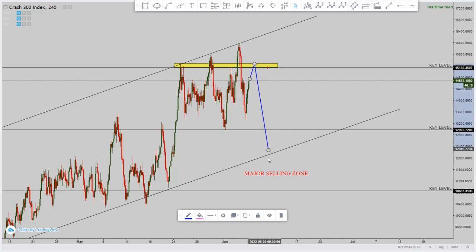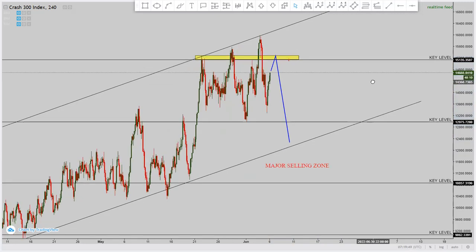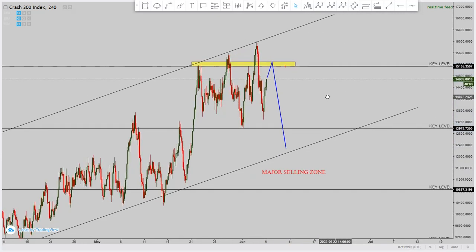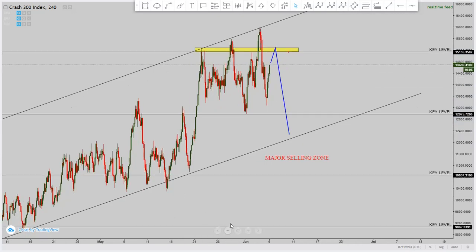Once it comes there, we now want to see: is it going to break, or is it going to continue with this upward channel? So from the 4 hour, this is actually a clear channel.